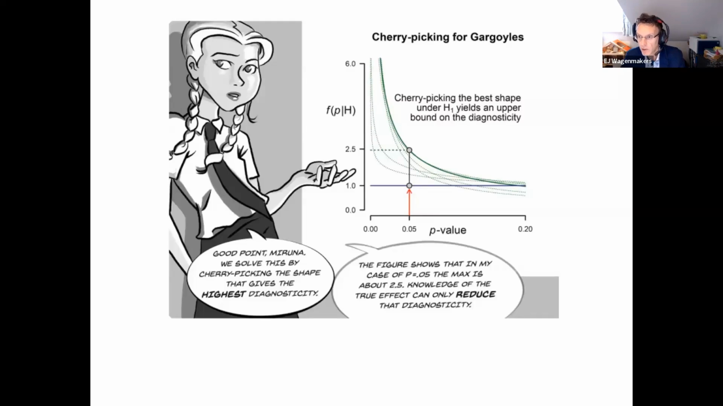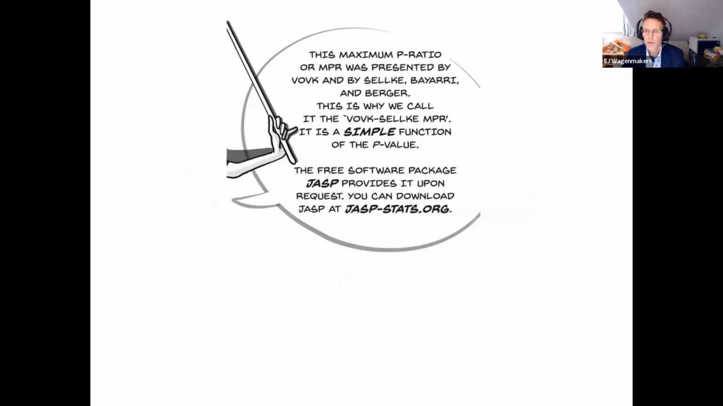So in this case, the p-value is 0.05, and you may think, oh, 1 in 20, this is good evidence. But actually, the relevant number is 2.5. The p-value is only 2.5 times more likely under the alternative than under the null, right? That's not very surprising. So this is known as the maximum p ratio, MPR, and it was discussed by several people, Vovk and Selke, Bayarri, and Berger. It's provided automatically in the JASP statistical program that we have developed at the University of Amsterdam. I won't talk a lot about JASP today, but it is in there.